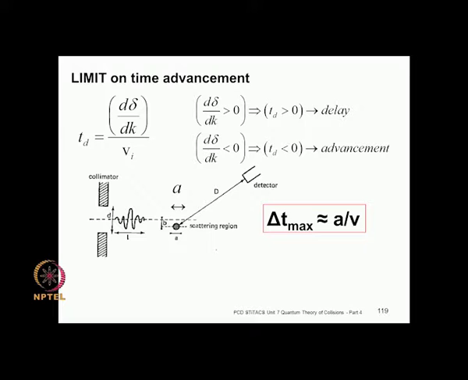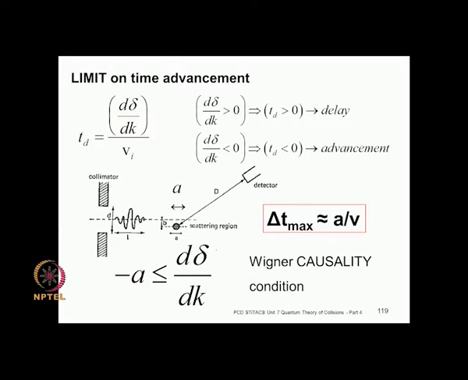So, this is the limiting consideration, and it puts a limit that d delta by dk must be greater than or equal to minus a, because it will be negative in the case of advancement, but it does not mean that it can keep getting arbitrarily more and more negative. There is a limit to that, and this is known as Wigner causality condition. It is just based on elementary common sense, as most of physics really is.